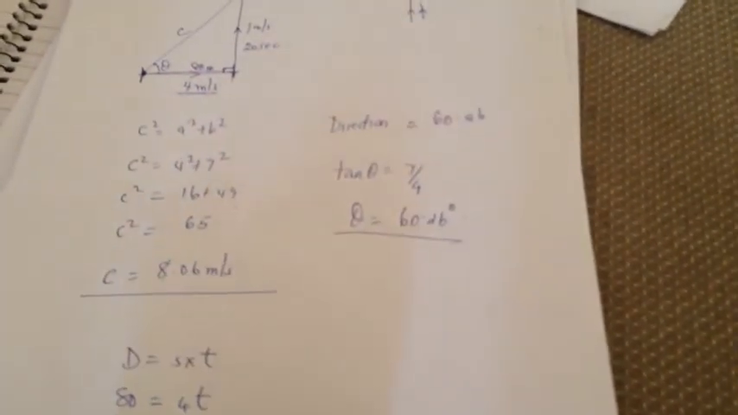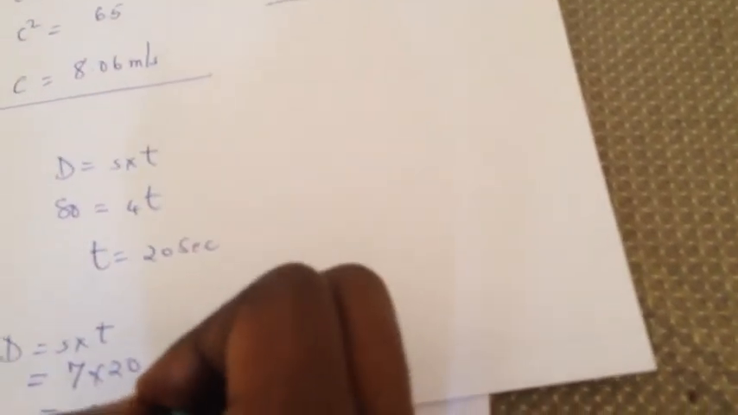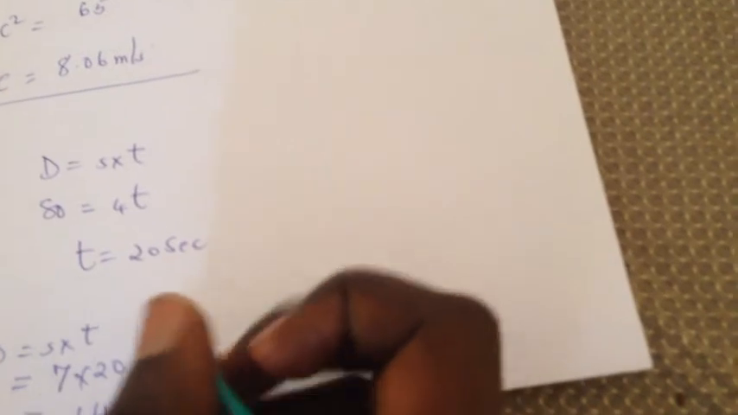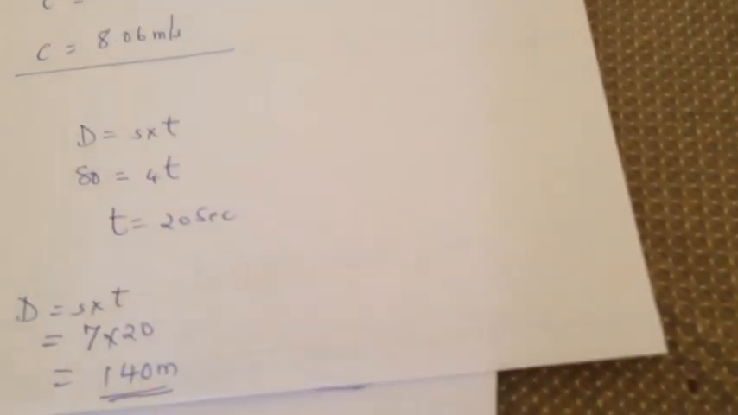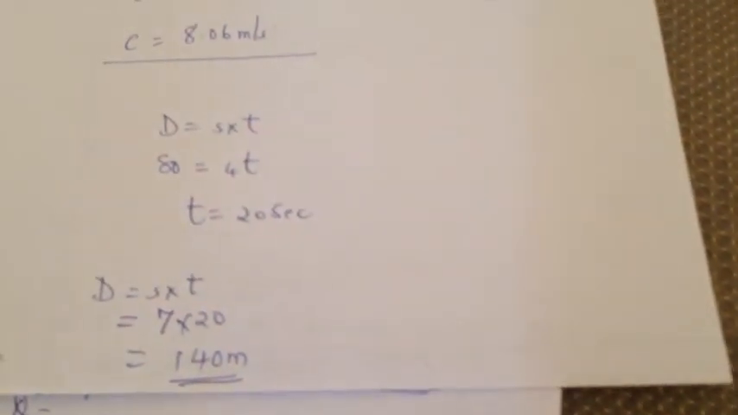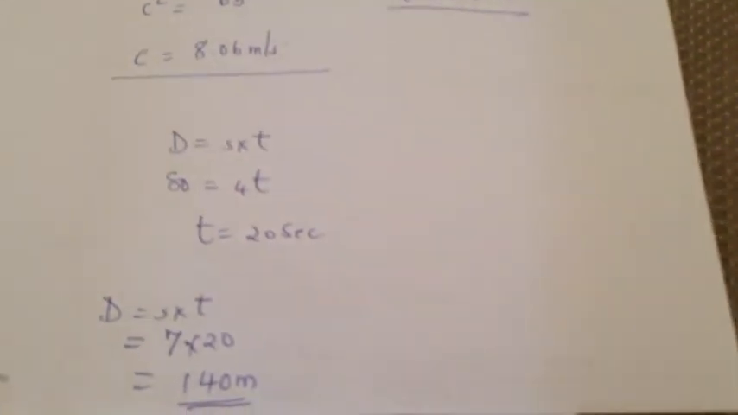So if they tell us to find the distance downstream, what I'm going to do is that distance is equal to speed times time. So my speed is equal to 7. There, the distance downstream, we use the speed or the velocity of the current, and you multiply by the time, which is equal to 20, from which I'm going to get 140 meters. So the distance downstream that is moved is going to equal 140 meters.